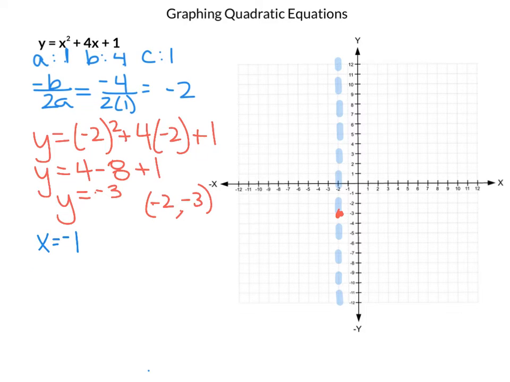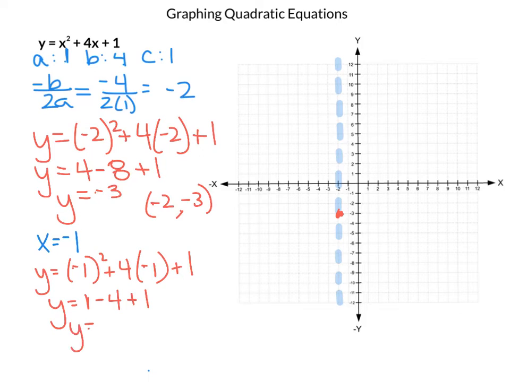So I'm going to take y equals negative 1 squared plus 4 times negative 1 plus 1. So let's see, y equals negative 1 squared is positive 1. 4 times negative 1 is going to be negative 4, so minus 4 plus 1, and that means that y is going to equal negative 2. All right, so our next point that we're going to plot is negative 1, that was the x value, and negative 2, that was our y value. So negative 1, negative 2 is going to go here. And then I can go to the other side of my axis of symmetry and plot a mirror point.